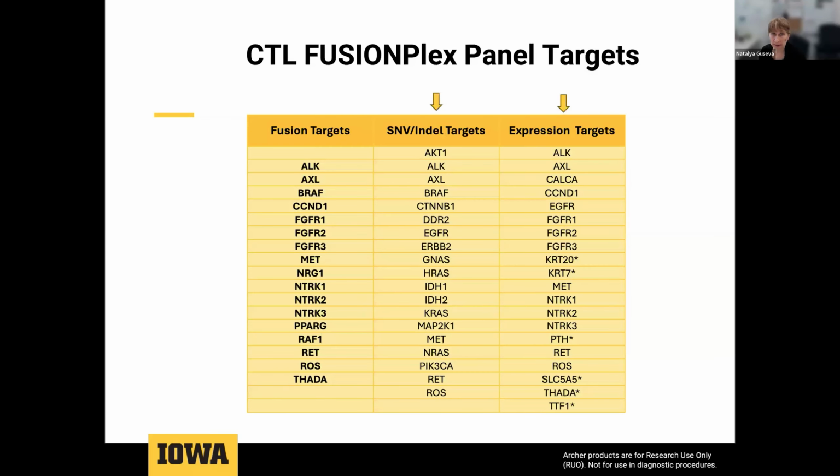The design of this panel included targets for fusions, and it was also expanded to design for CNV and small indels. They also have some genes which they pointed out as expression targets. We didn't explore it much; we just started looking into this.